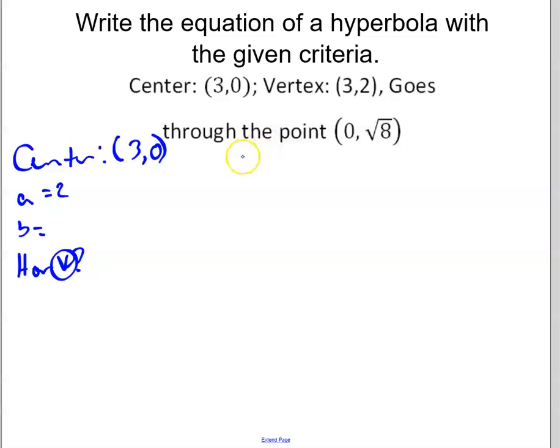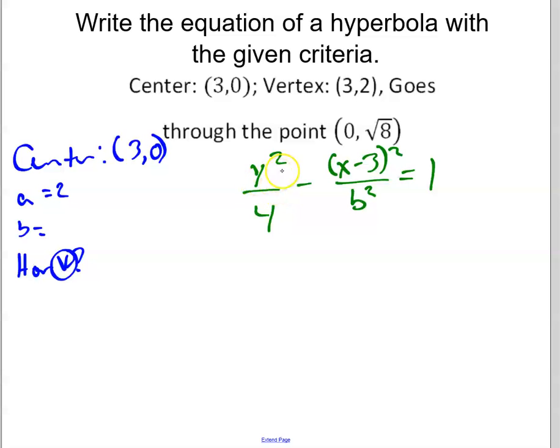So we know the y is going to go first, so it's going to be y minus 0, which is just y squared. And then x minus 3 squared. We know our a is 2, so a squared is going to be 4. I just don't know that b. But you might start to see it now. Because I know a point that's going to be on the graph, what I could do is write this as b squared and then plug this point in.